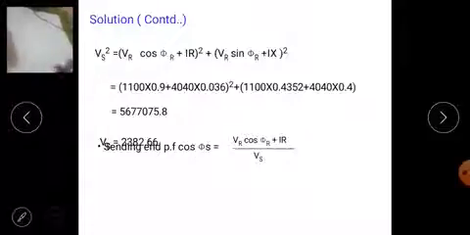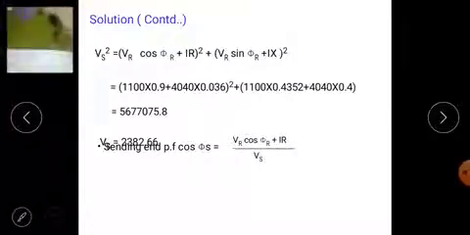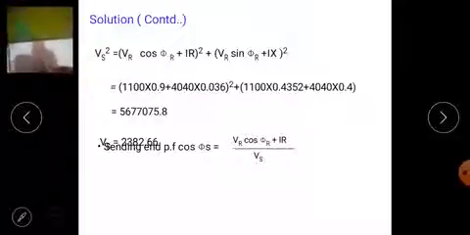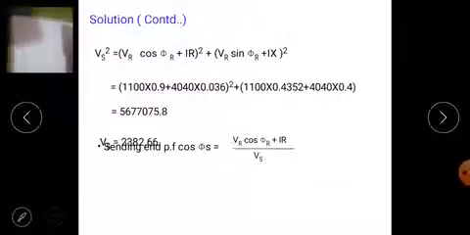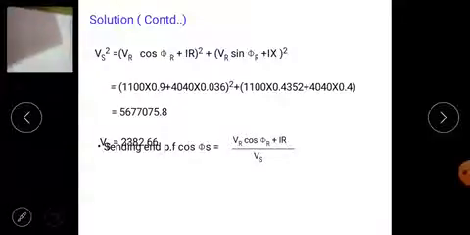The sending end power factor cos phi s is equal to (VR cos phi r plus IR) by Vs. That is VR, which is nothing but 1100, cos phi r is 0.9, plus IR, which is 40 into 0.018, divided by Vs. Vs is nothing but 2382.6. So we get the value of 0.47 lag.